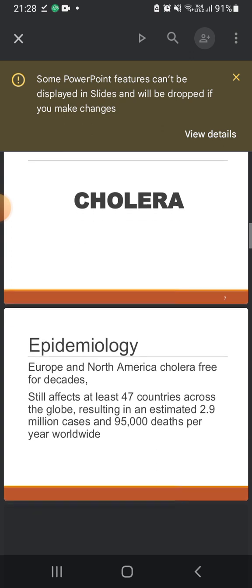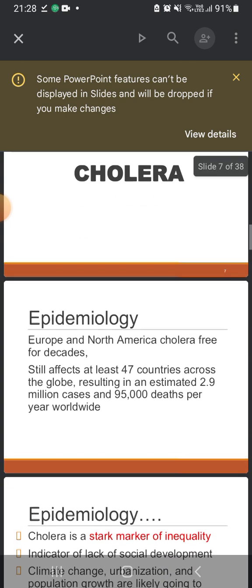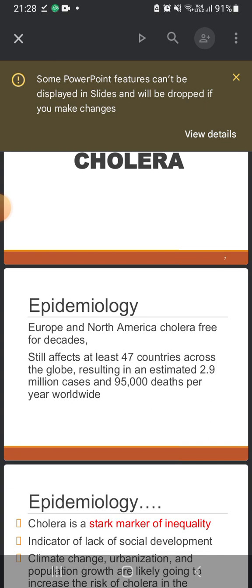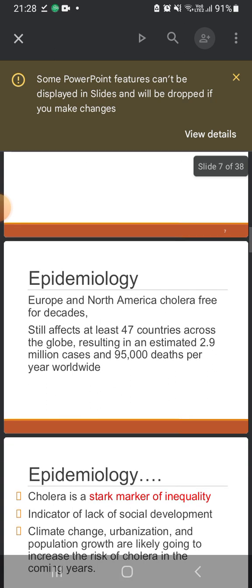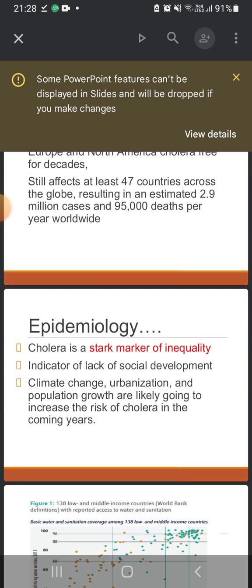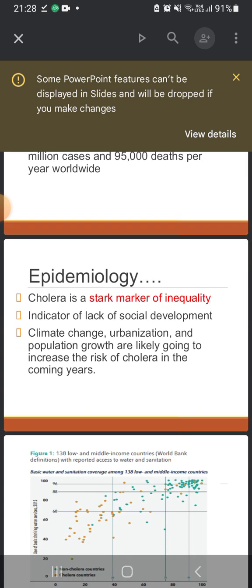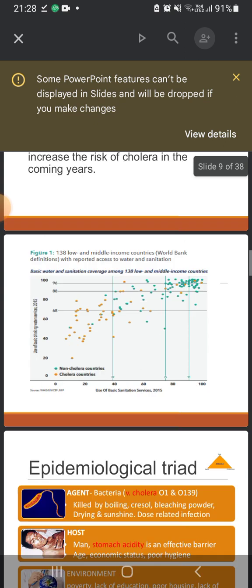So, cholera. The epidemiology is it affects at least 47 countries with an estimated 2.9 million cases per year, out of which 95,000 people die. Cholera is a stark marker of inequality and an indicator of lack of social development. Climate change, urbanization, and population growth are likely going to increase the risk of cholera in the coming years.